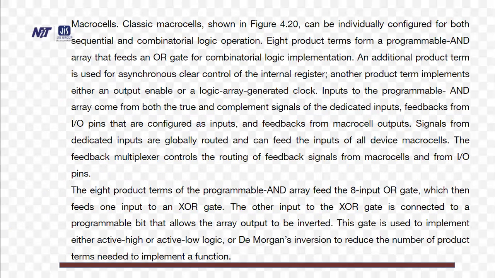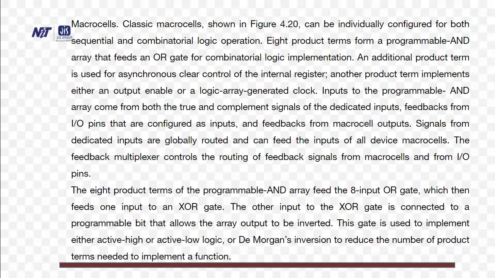Macro cells. Classic macro cells can be individually configured for both sequential and combinational logic operation. 8 product terms form a programmable AND array that feeds an OR gate for combinatorial logic implementation. An additional product term is used for asynchronous clear control of the internal register. Another product term implements either an output enable or a logic array generated clock.